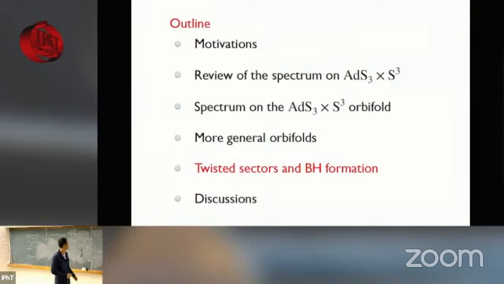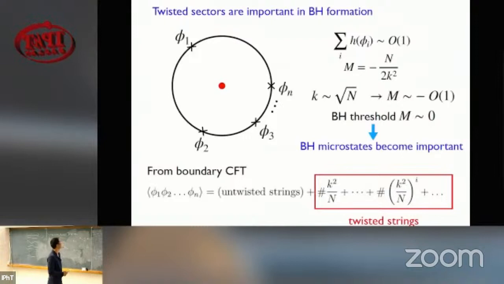Okay, then I will talk about why the twisted sectors are important in the black hole formation process. So let's try to compute the correlation function of many insertions near the boundary. In this background we have a conical singularity at the center, and the total dimension of these insertions is at order one.